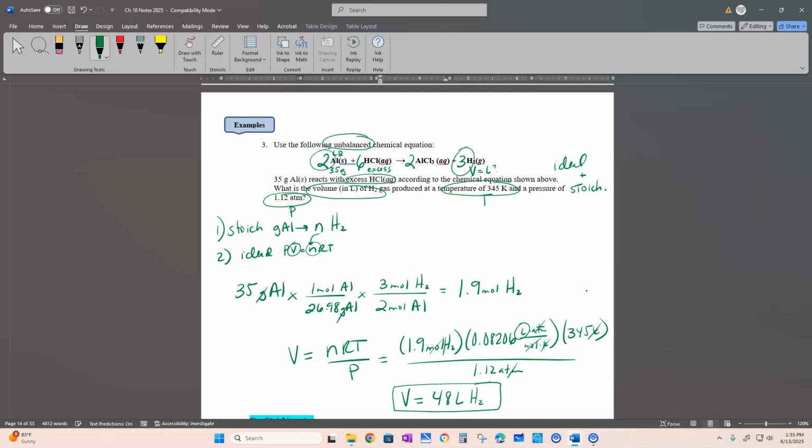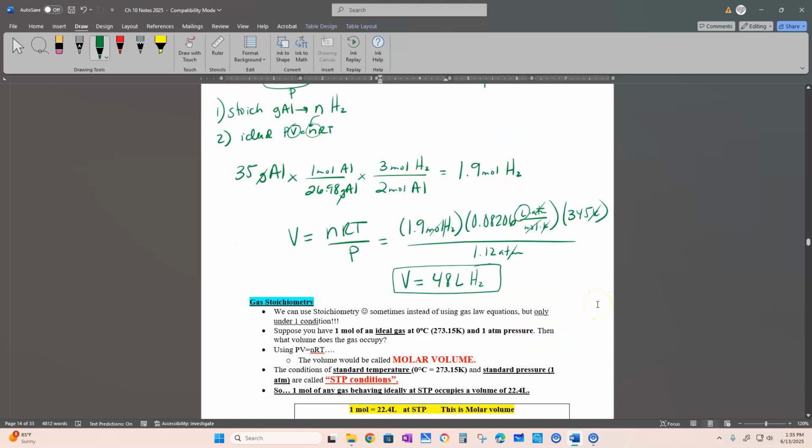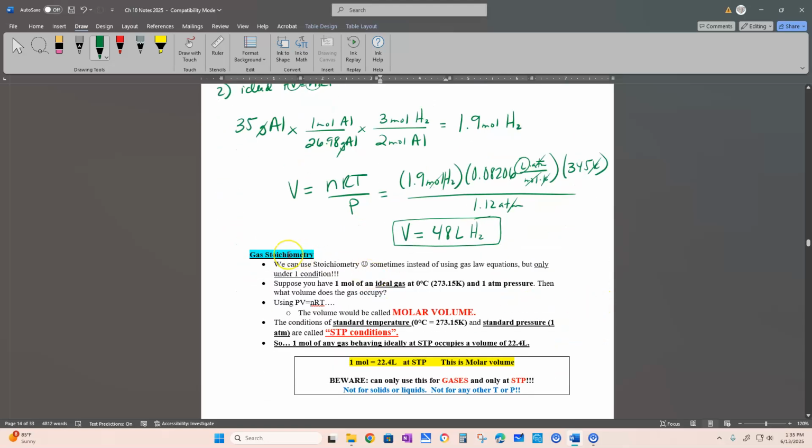And there it is. So it's a little bit of chapter 3 with a little bit of chapter 10. All right, a little bit of chapter 3 with some chapter 10. Let's practice a little bit of stoich, but what if you're at a certain condition? Okay, so we can use stoich for any set of conditions using the ideal gas equation, but only under one set of conditions.